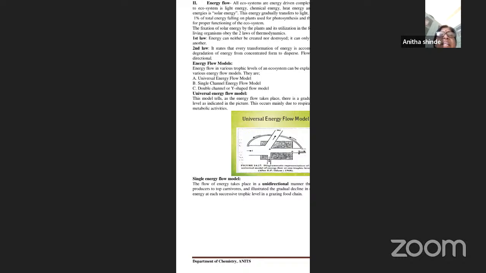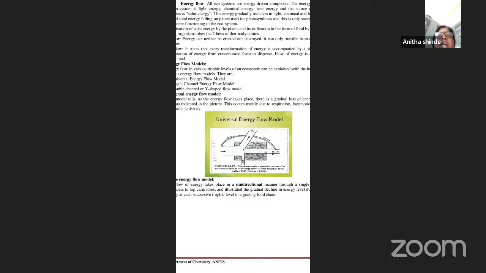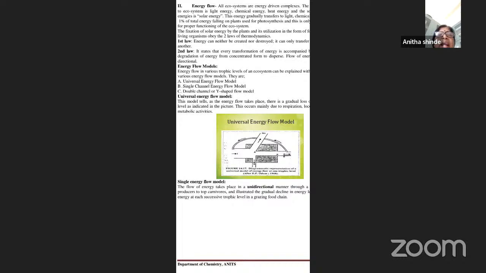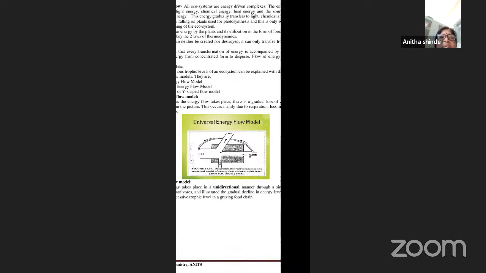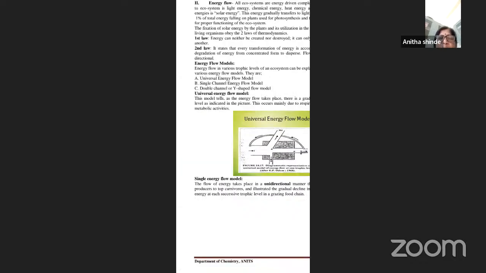The universal energy flow model tells us that energy flow takes place and there is a gradual loss of energy at every level, as indicated by the picture. This occurs mainly due to respiration, locomotion and other metabolic activities. Now, the single channel energy flow model: the flow of energy takes place in a unidirectional manner through a single channel from producers to top carnivores, and there is a gradual decline.